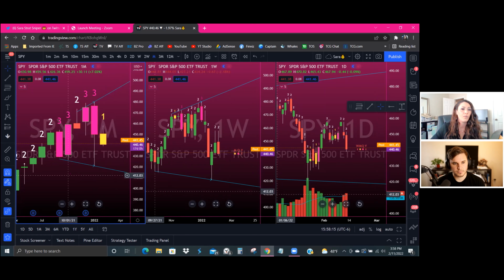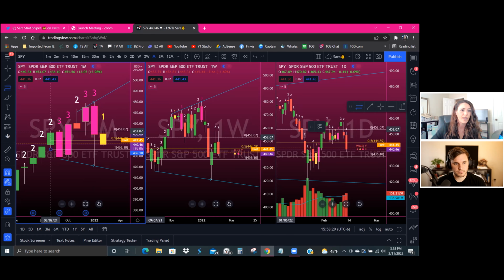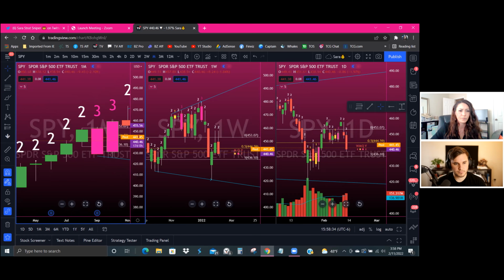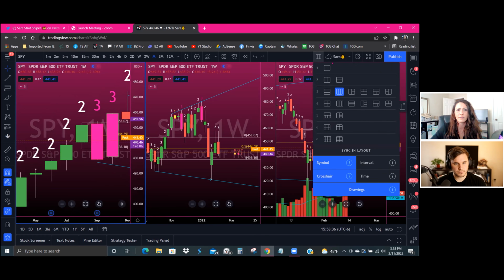Okay, so what the rule says, a 3 starts as a 2 in one direction that fails and starts coming through the other range. So that is when, okay, let's zoom in real big on here. Actually, let's do this.